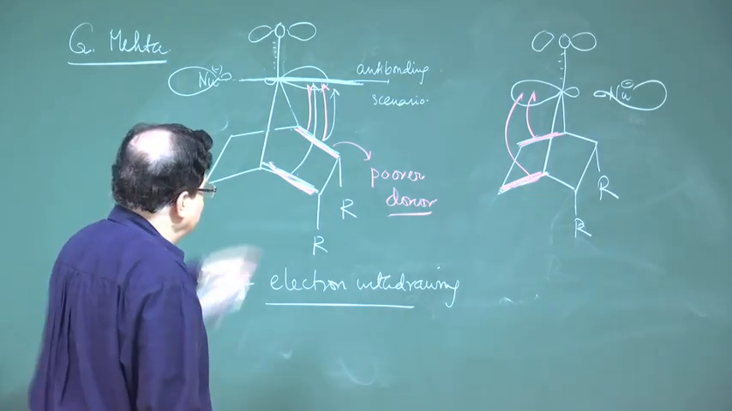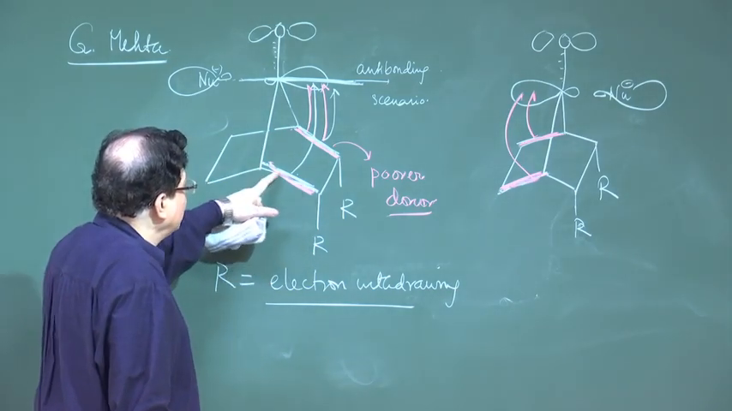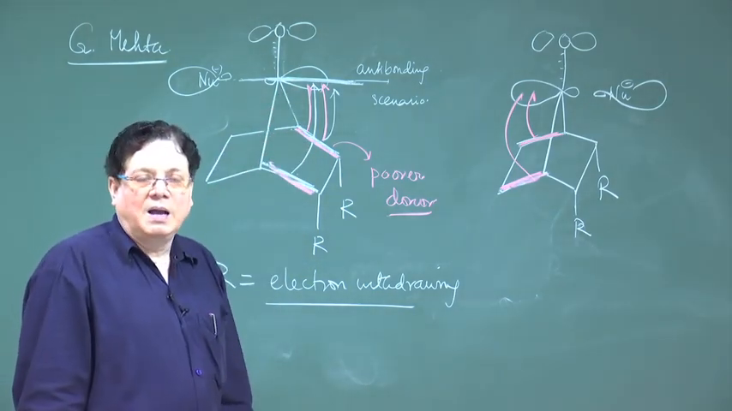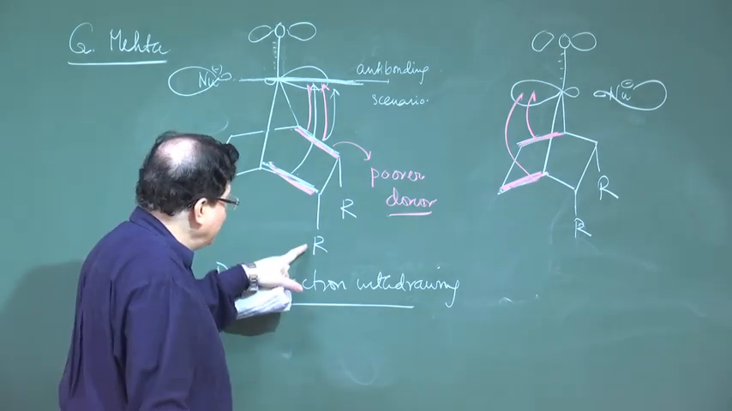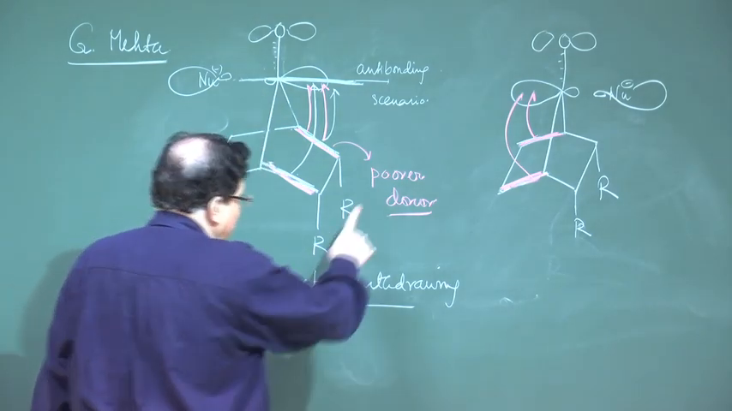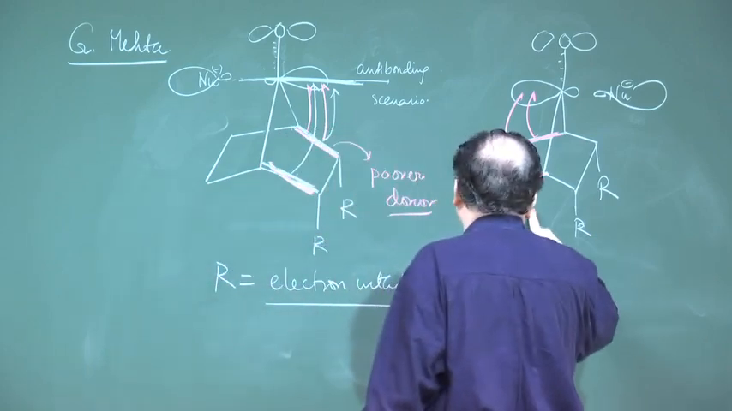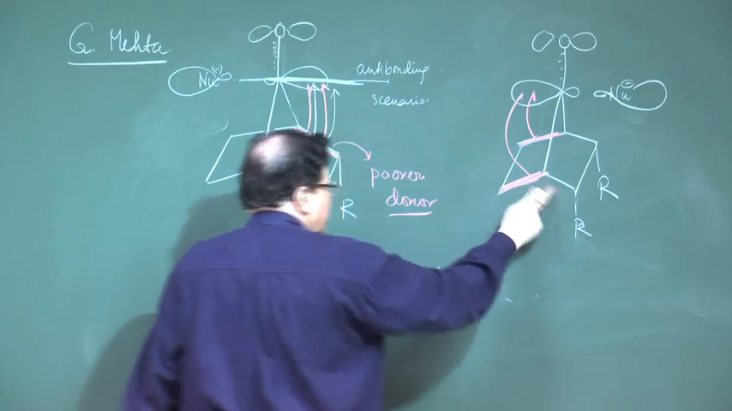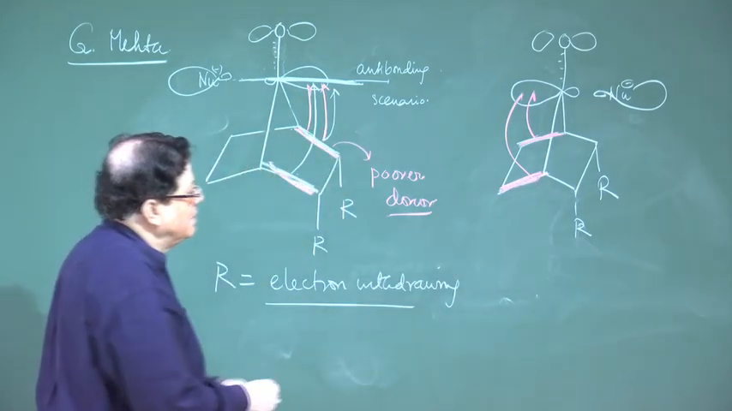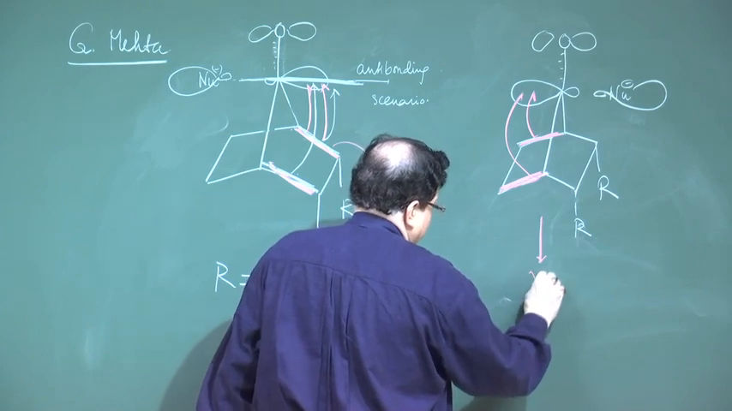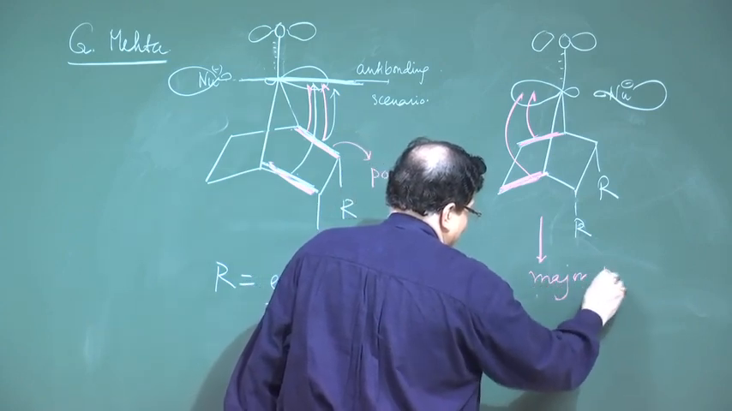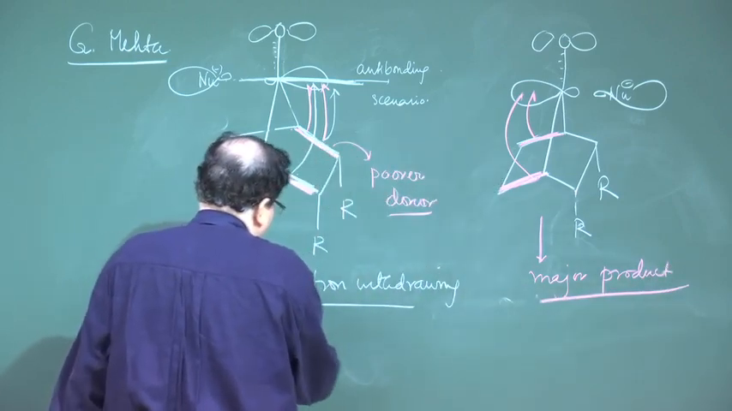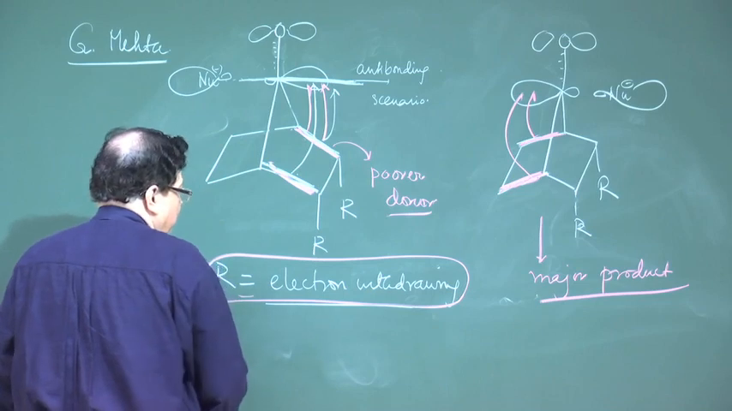Okay. Because it is electron withdrawing, it will not allow the carbon-carbon electrons to interact with the empty antibonding orbital. On the other hand, in that case we can expect that this is a better donor than this one. So, in that case this will lead to the major product, provided R is electron withdrawing. That is the important point.